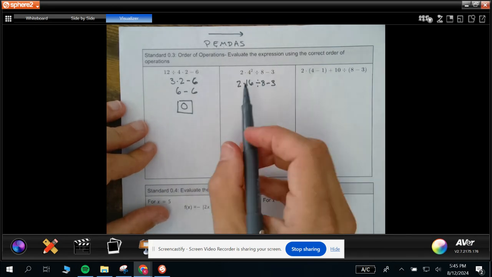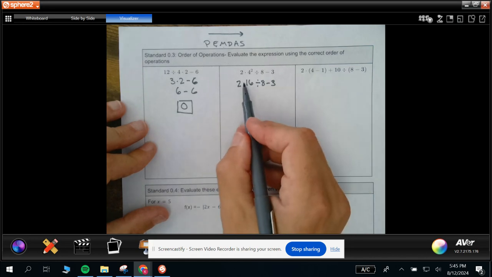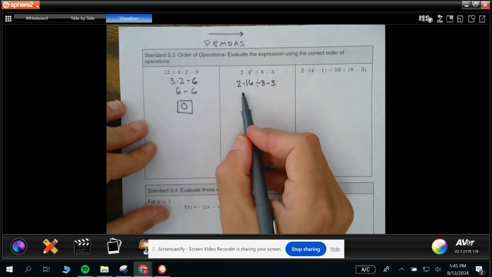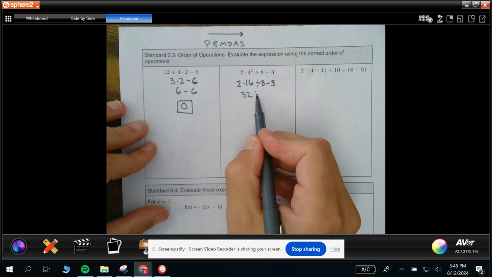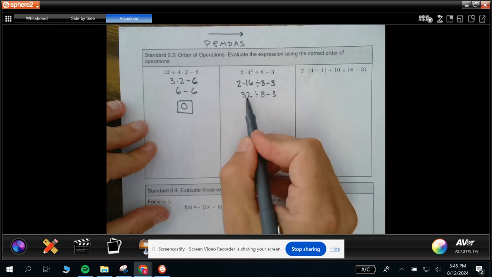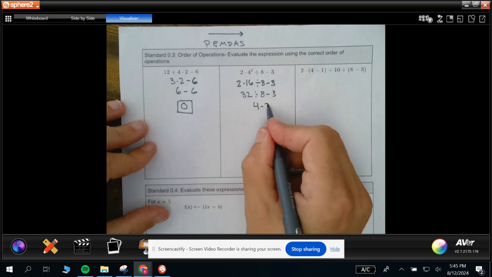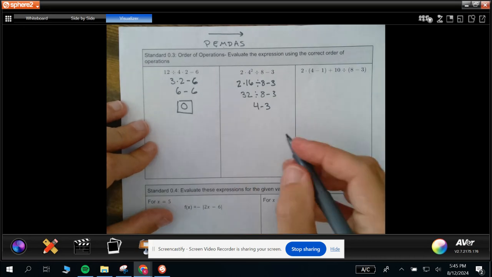Multiplication and division, left to right. What do I see? I see multiplication here, division here. Left to right, 2 times 16 is 32. Do my division, 32 divided by 8 is 4, which is ultimately going to give me an answer of 1.